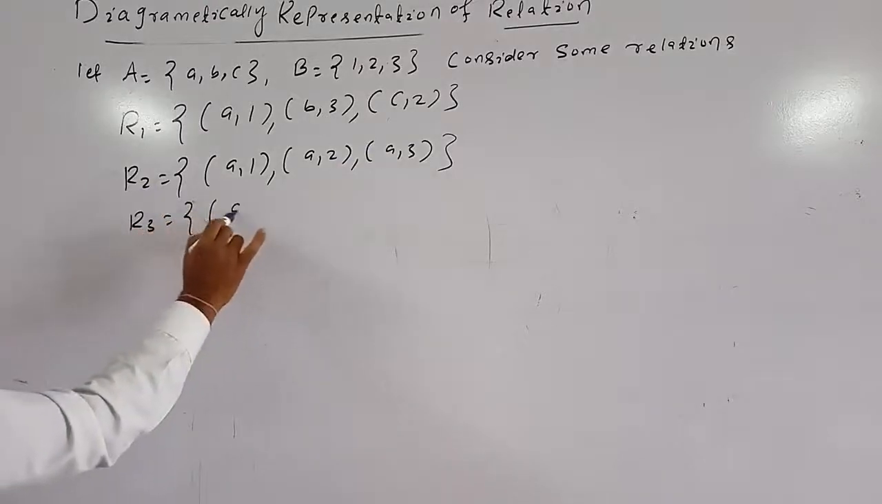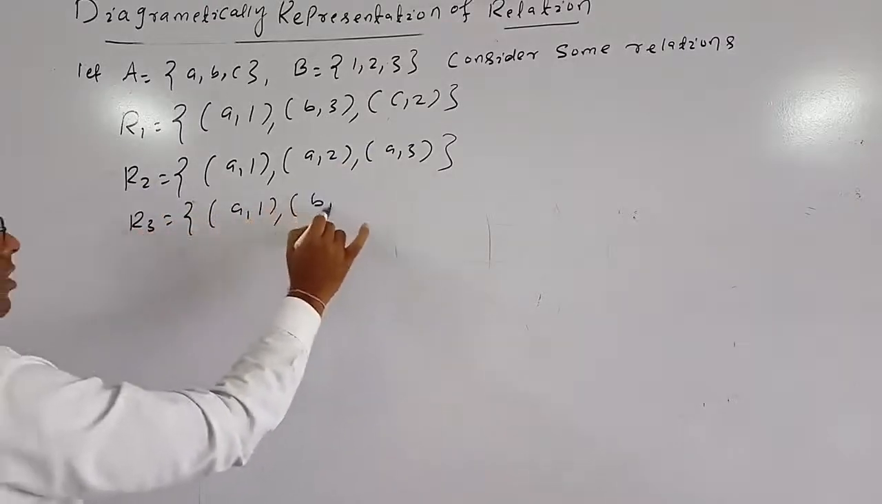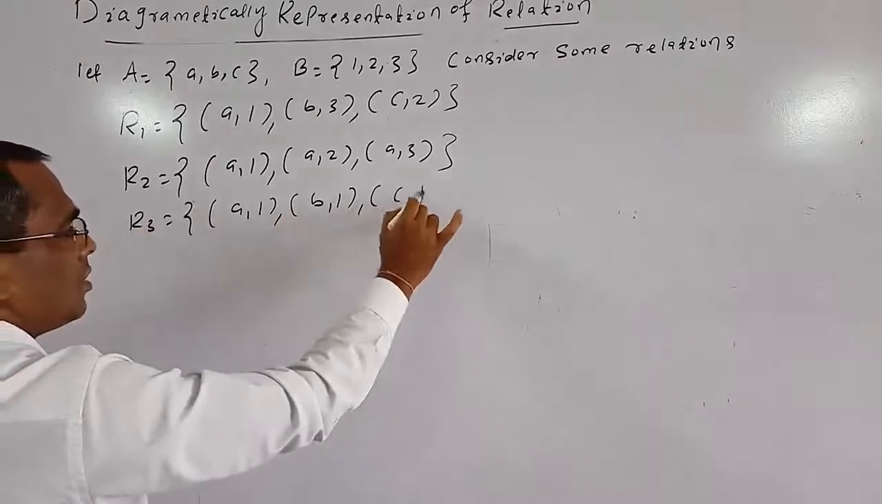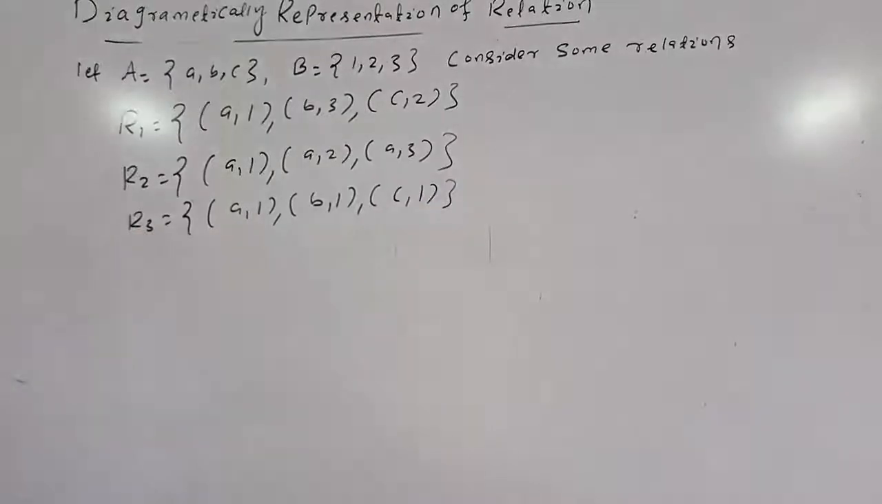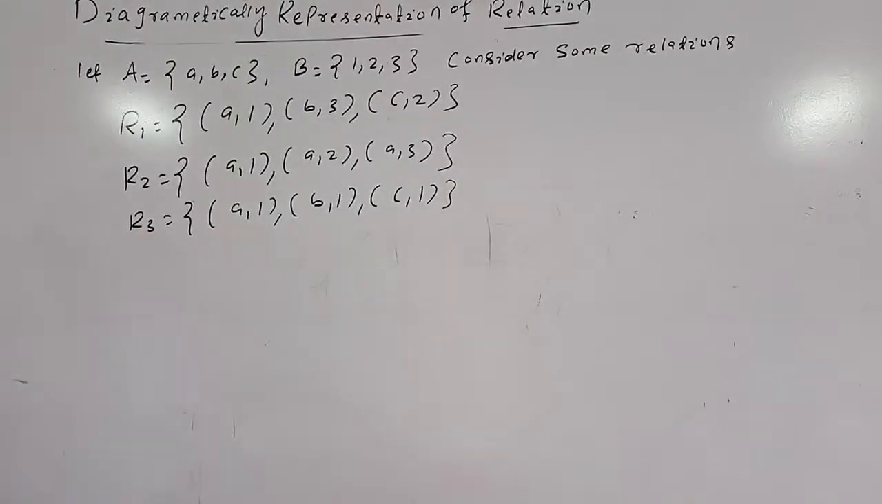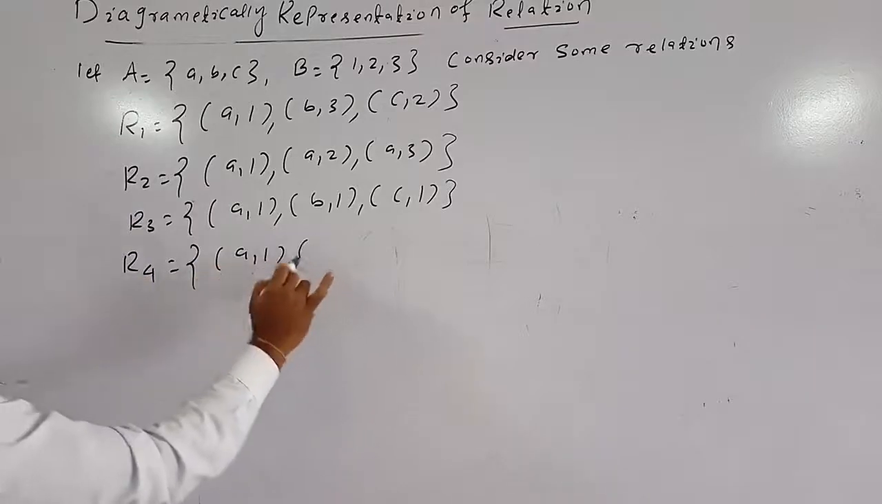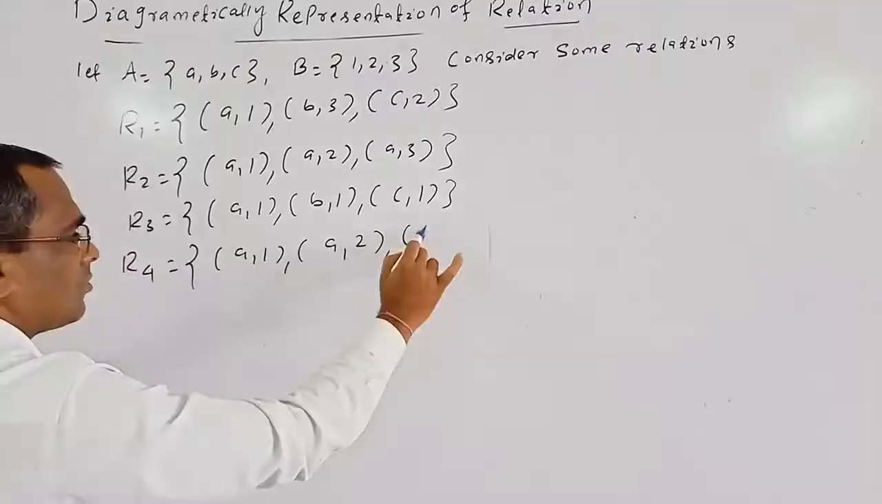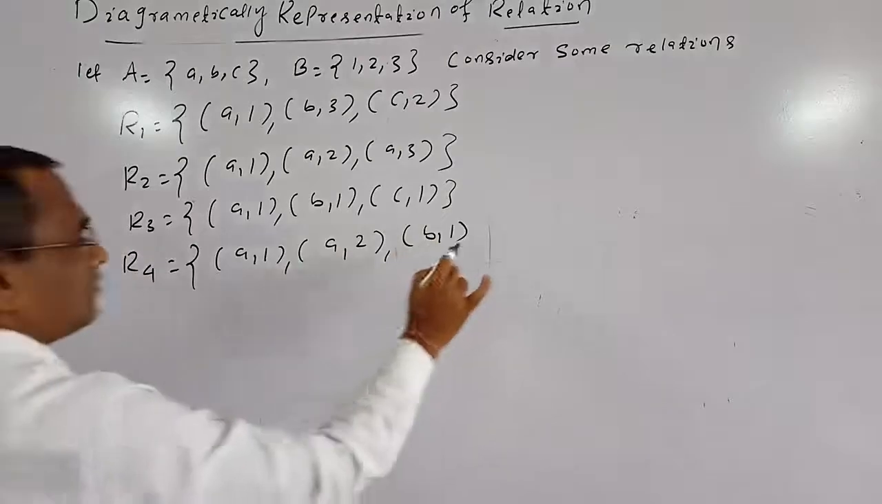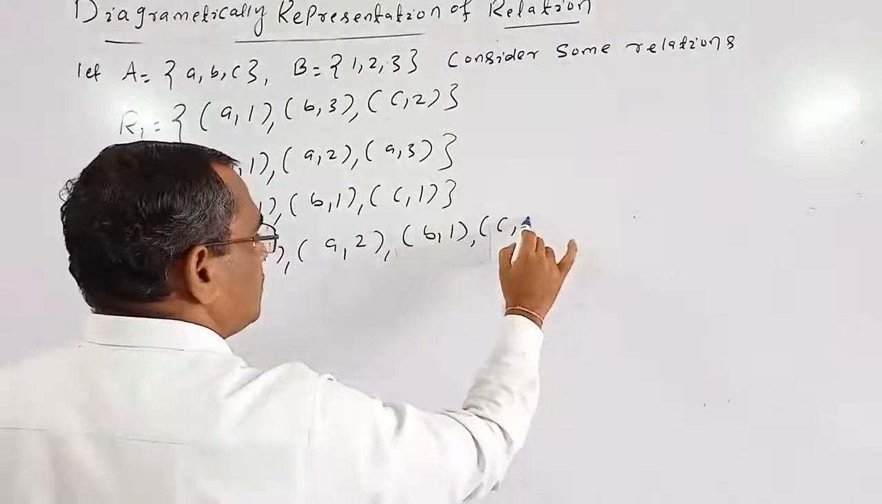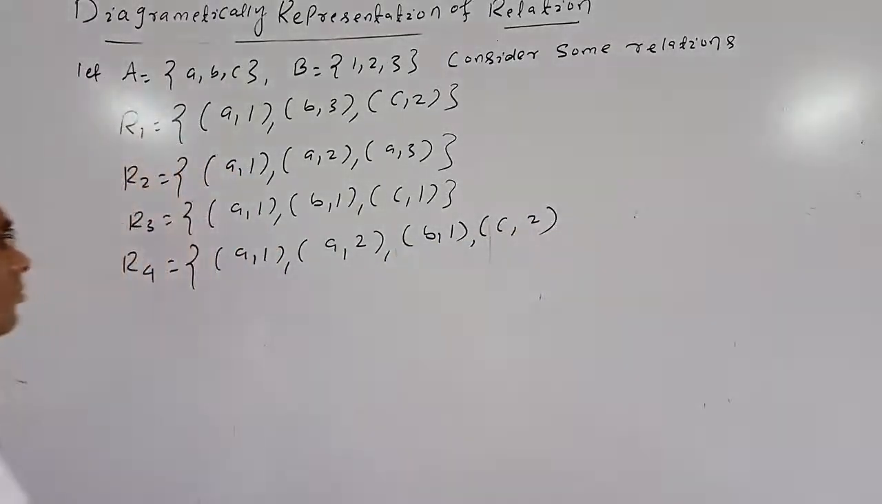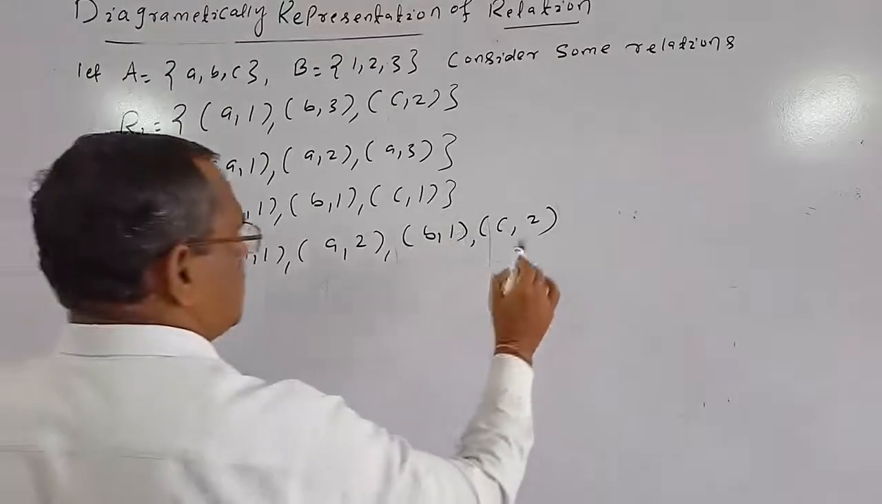R3 = {(a,1), (b,1), (c,1)}. This is also a subset of A cross B, so this is a relation. Then we take another relation R4 = {(a,1), (a,2), (b,1), (c,2)}.